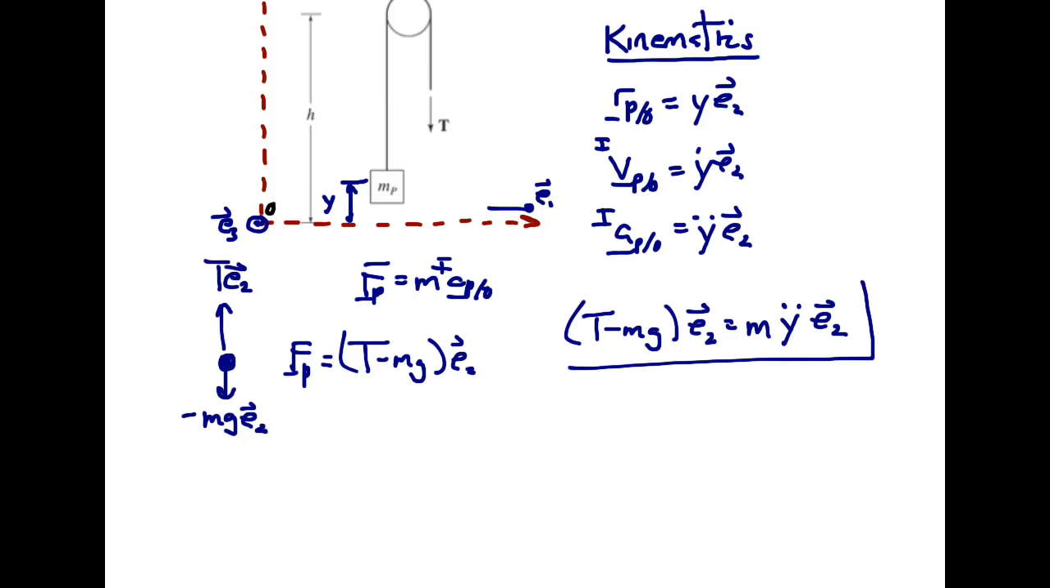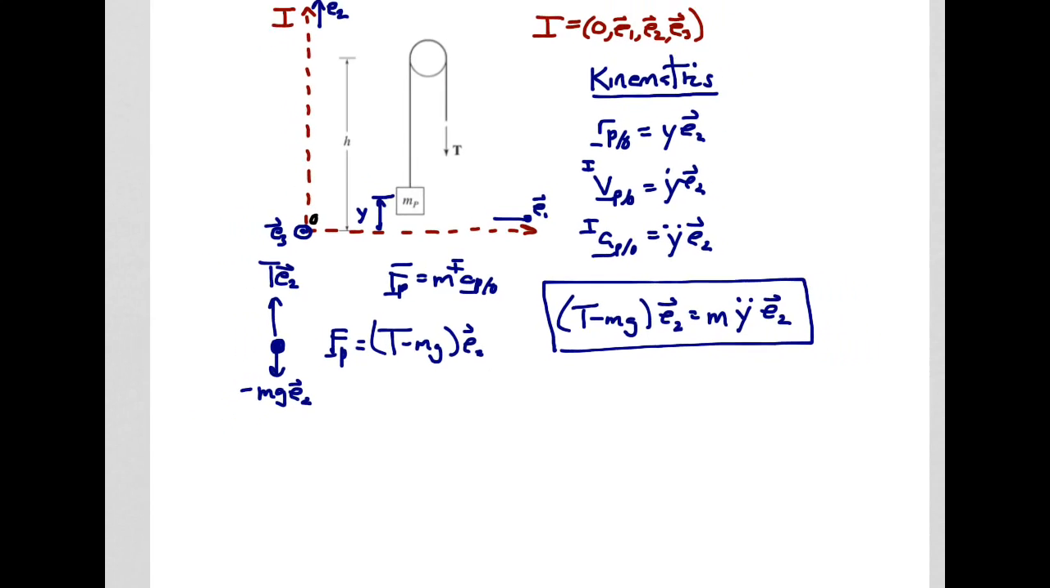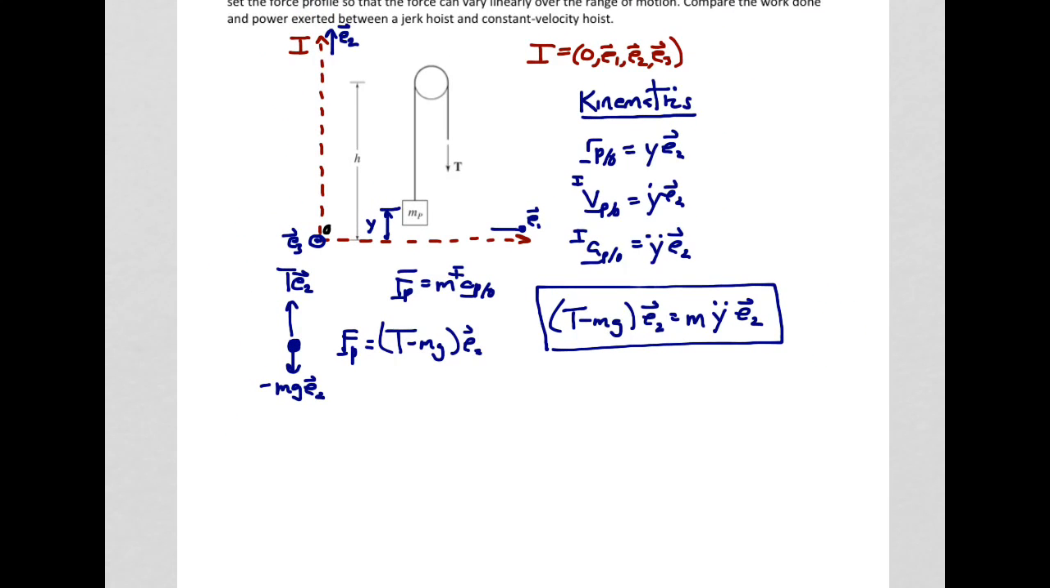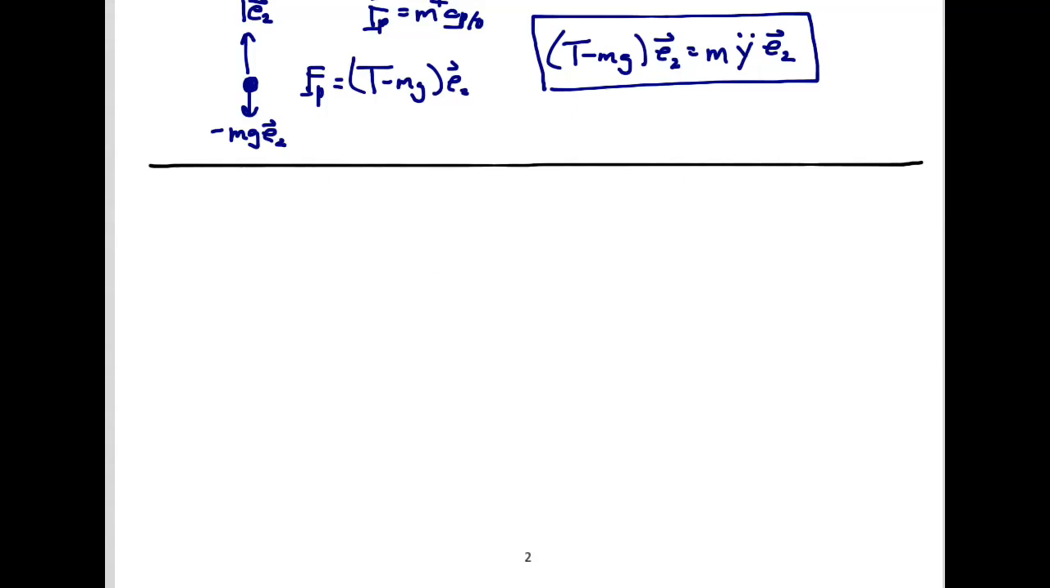Alright, so here's our equation of motion. We haven't done anything new yet. This is simply defining a reference frame, defining our kinematics, applying Newton's second law. So now we want to apply one of our force profiles and calculate both the work and the power on that and compare that to another force profile. So let's talk just a moment about developing these force profiles. The two different approaches that we want to take for hoisting this mass are going to be what's called a jerk hoist. We'll do it first. And then a constant velocity hoist.